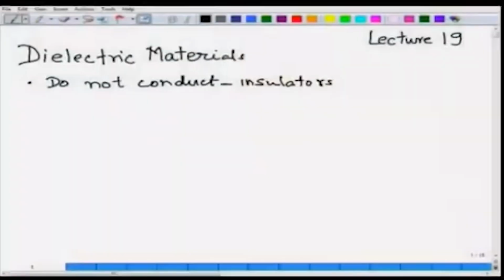Welcome to lecture number 19. Today we are going to talk about dielectric materials. Let's connect to what we have been talking about. We started with metals, in which we started looking at the conductivity of metals.